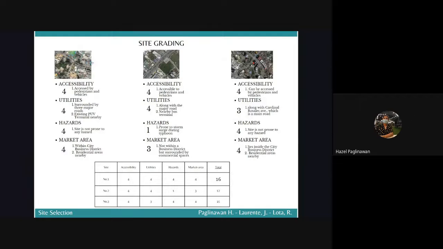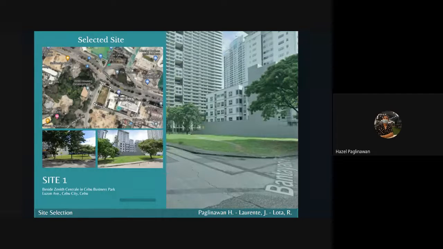So in site grading, in site 1, we graded accessibility 4, utilities 4, hazards 4, and land area 4, for a total of 16, while site 2 has a total of 12, and site 3 has a total of 15. The selected site is site 1 because it has the highest total score in site grading.